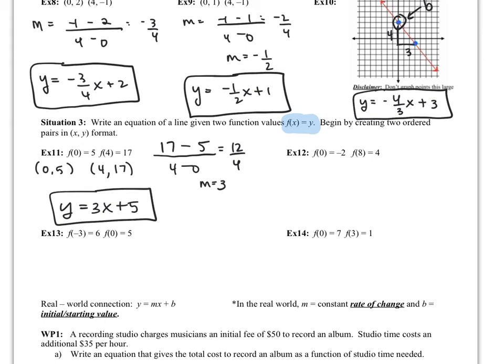So it's just, again, going to be important that your first step on examples 12 through 14 is to create your ordered pairs first. Pause the video, try examples 12 through 14, press play when you're ready to check your answers.